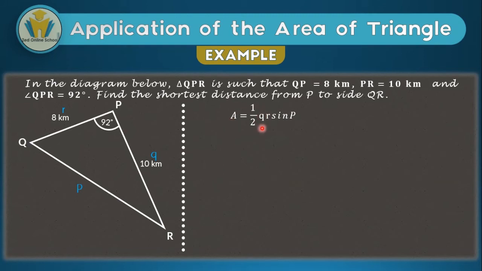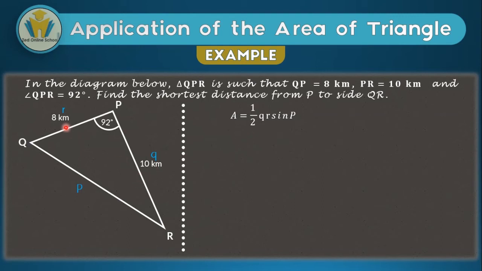And then what's remaining here is just substitution. Q is this here, the 10 kilometers. It's very important for you to find which side is Q. As you can see, if you don't, it might be a bit difficult to use this formula.